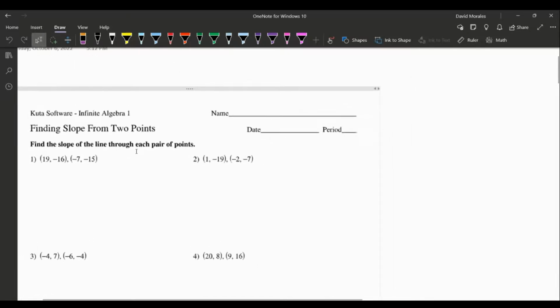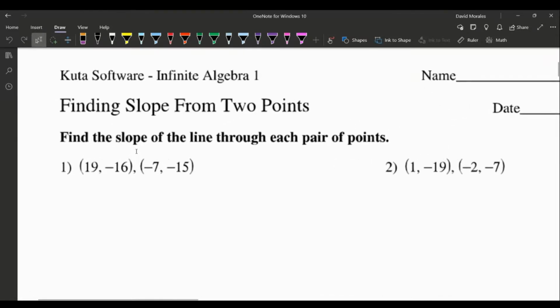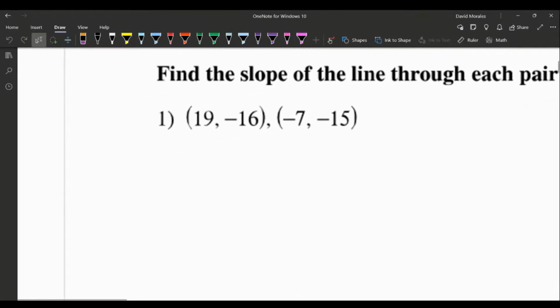Okay, so we're going to find slope from 2 points. And this is not that difficult. Just need to be organized. That's what it really comes down to. Okay, so to find slope, you need to memorize, or you need to understand this formula. Okay, so m equals y2 minus y1, and then over x2 minus x1. Okay.